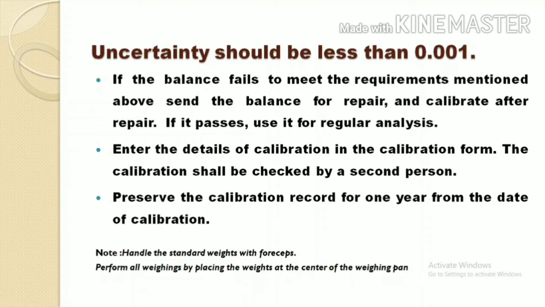If the balance fails to meet the requirement mentioned above, send the balance for repair and calibrate after repair. If it passes, use it for regular analysis. Enter the details of calibration in the calibration form. The calibration shall be checked by a second person. Preserve the calibration record for 1 year from the date of calibration. Note: handle the standard weight with forceps. Perform all weighing by placing the weight at the center of the weighing pan.